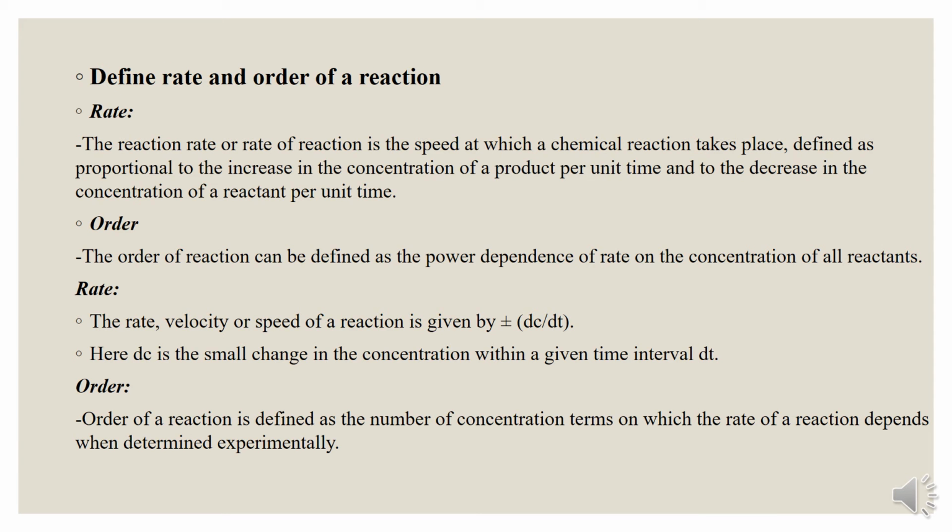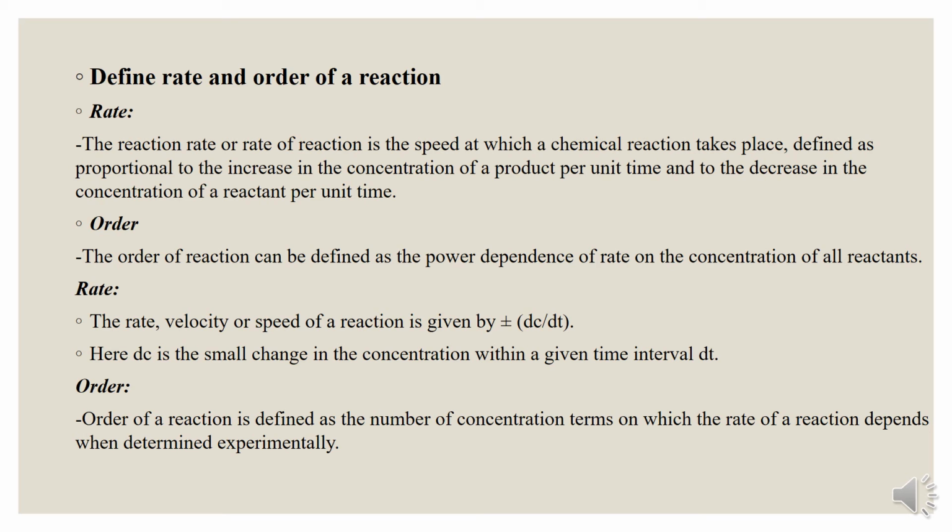Next question is about define rate and order of a reaction. So it is coming under the chemical kinetics introduction part. So first we have to know what is rate. Reaction rate or rate of reaction means the speed at which our chemical reaction takes place. So this reaction rate will be proportional to the increase in the concentration of a product per time. So the rate or velocity we can express in terms of plus or minus dc by dt, where dc is the change in the concentration with respect to time interval dt.